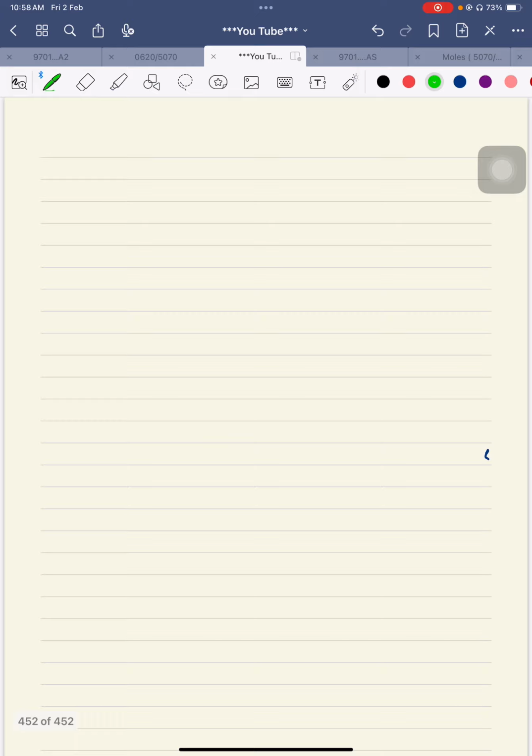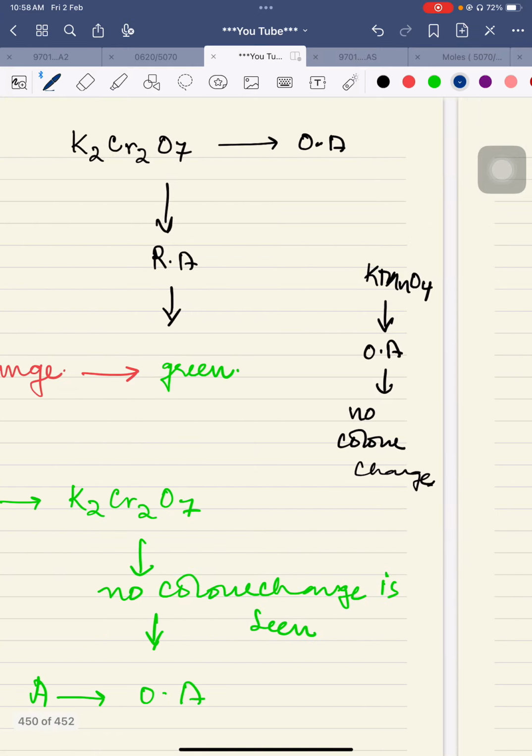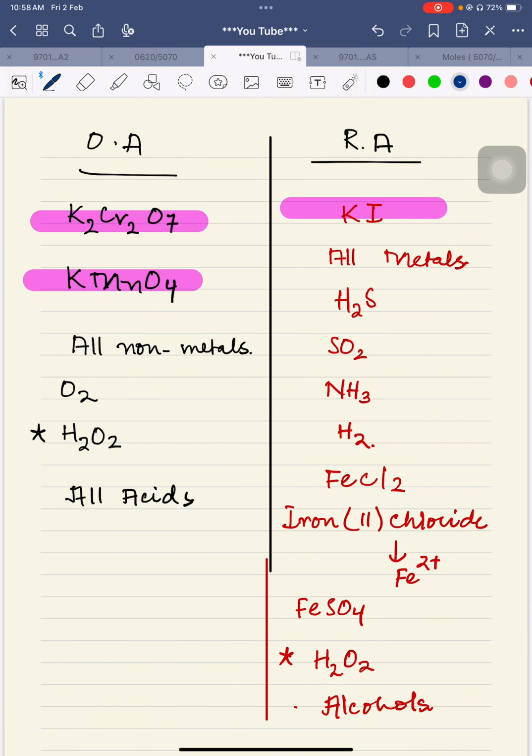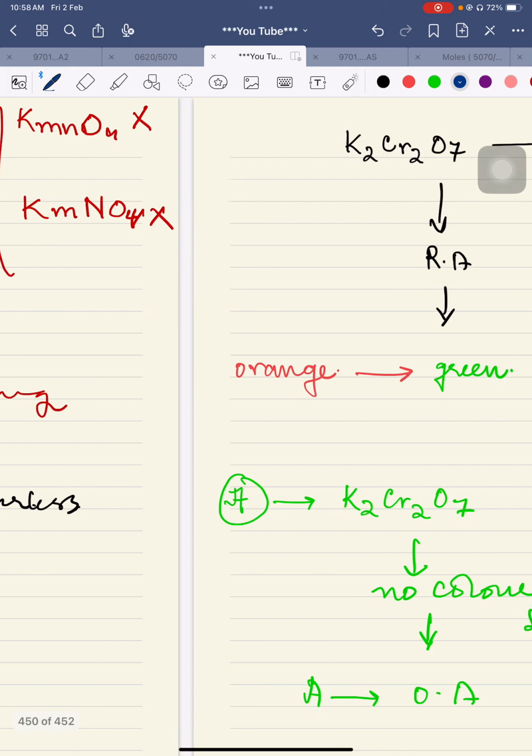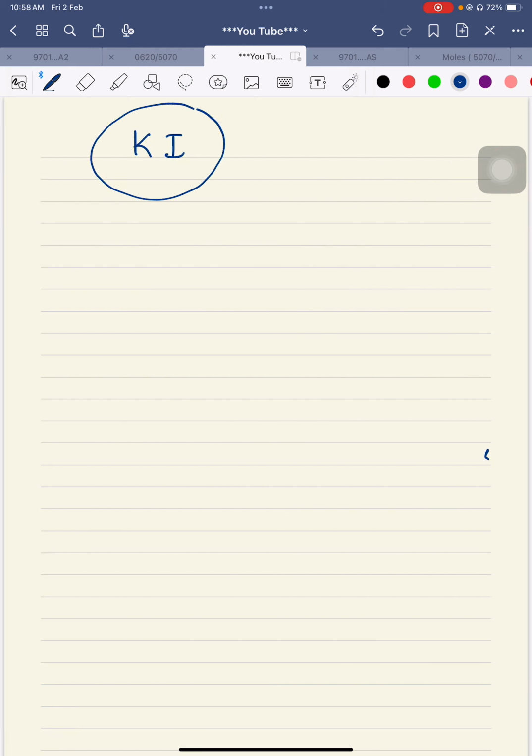Okay, then we can change to the next page, and that is about KI. Guys, what is KI in the list of the oxidizing agents and the reducing agents? You now know perfectly that KI is a reducing agent. So we can say that KI, being a reducing agent, will change its color in the presence of an oxidizing agent only. A reducing agent KI is not changing its color in the presence of another reducing agent. So what is the nature of KI? That is potassium iodide, and it is a reducing agent.